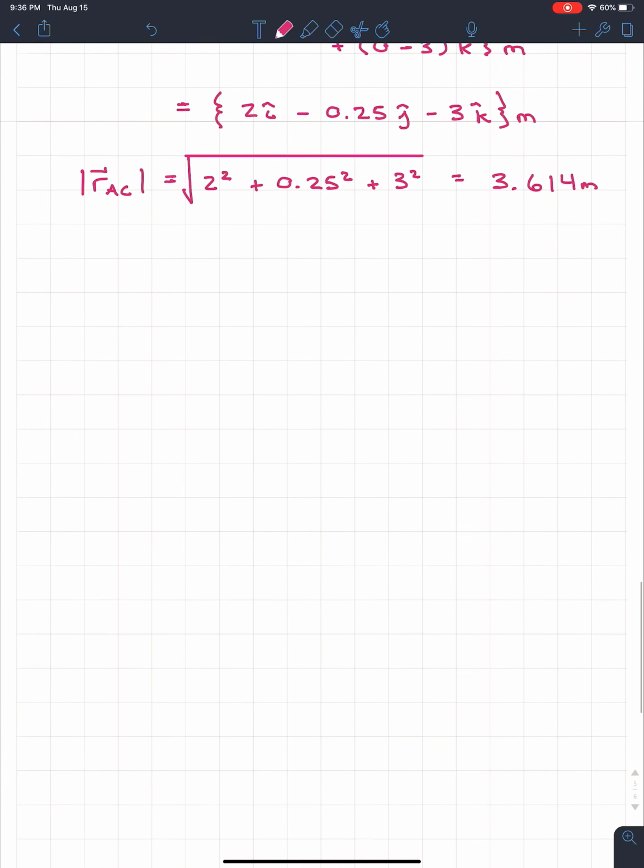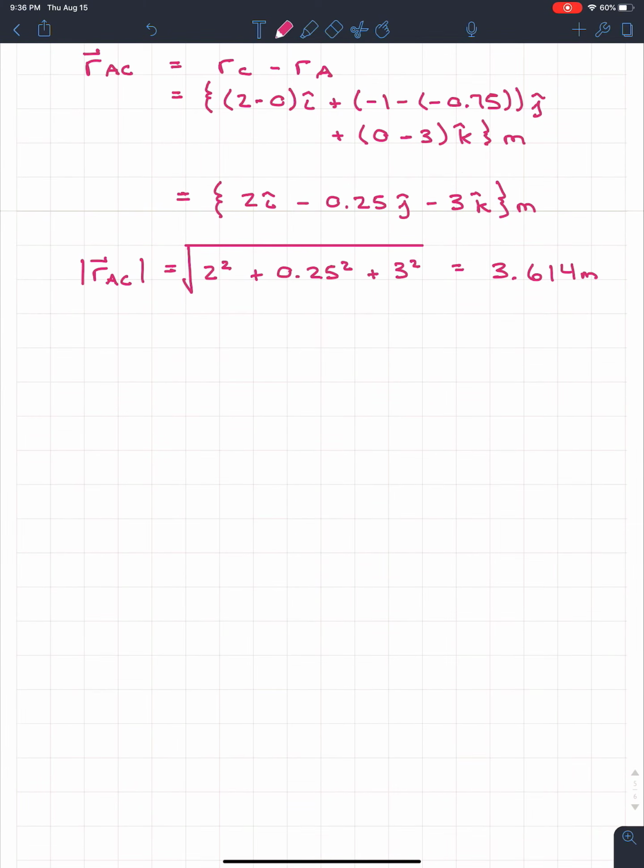Alrighty, so now with this we can start finding our unit vector. So we know that the unit vector from A to C is going to be equal to, and we're going to do our nice big squiggle brackets.